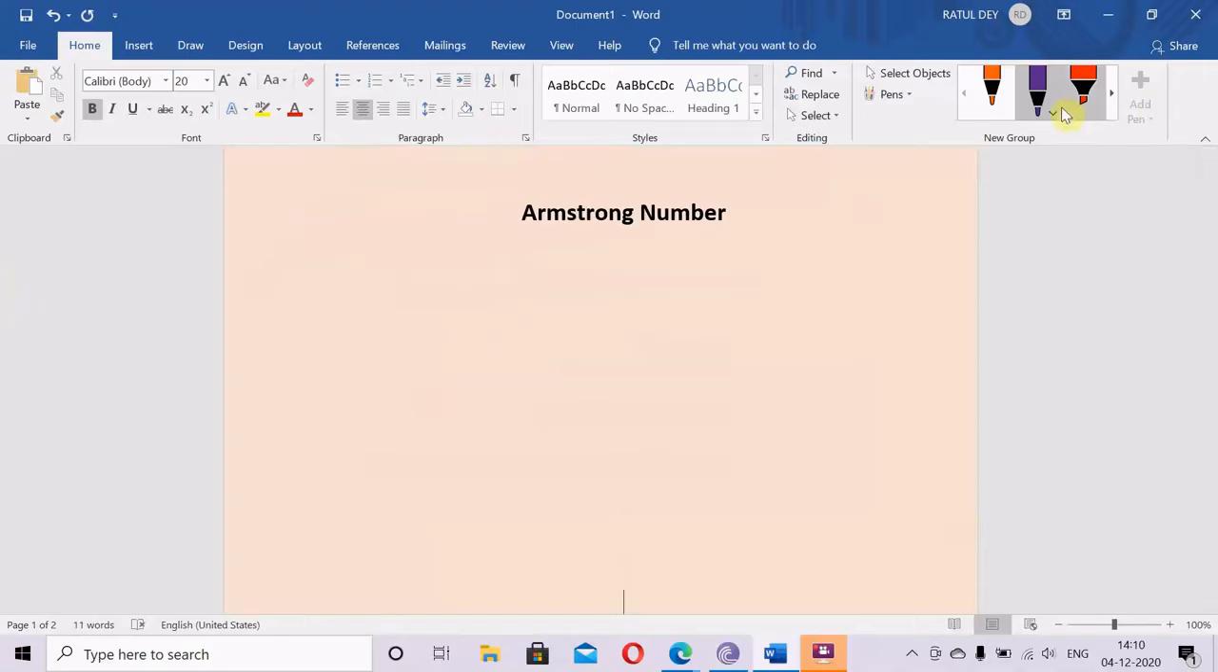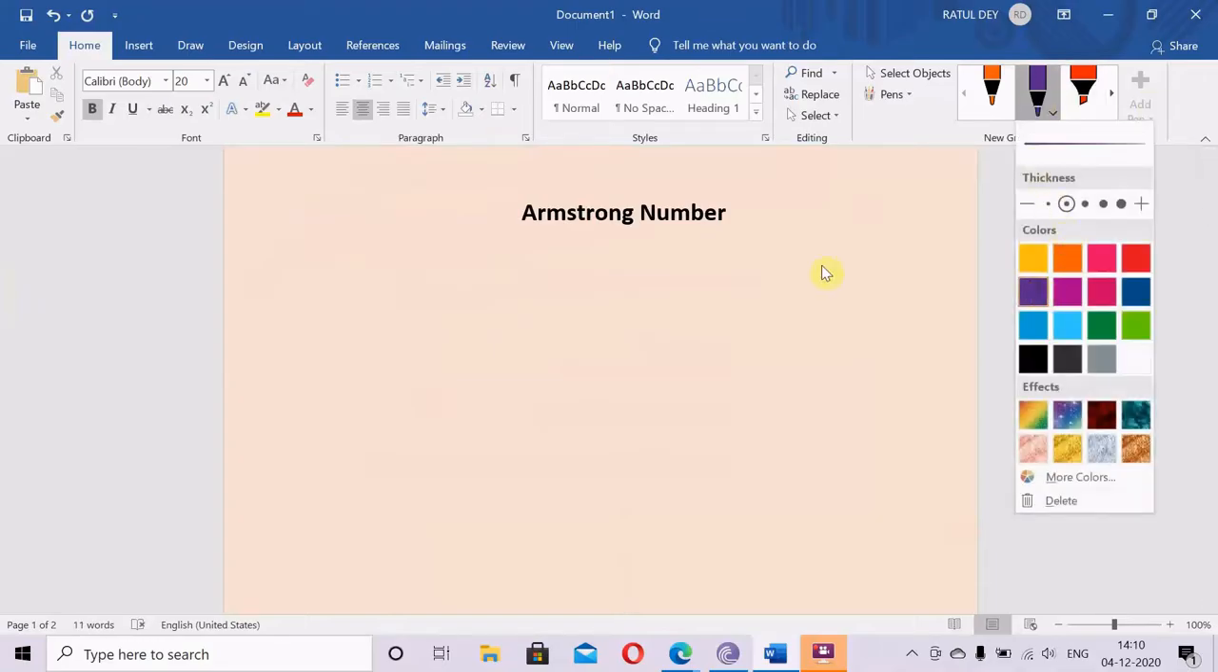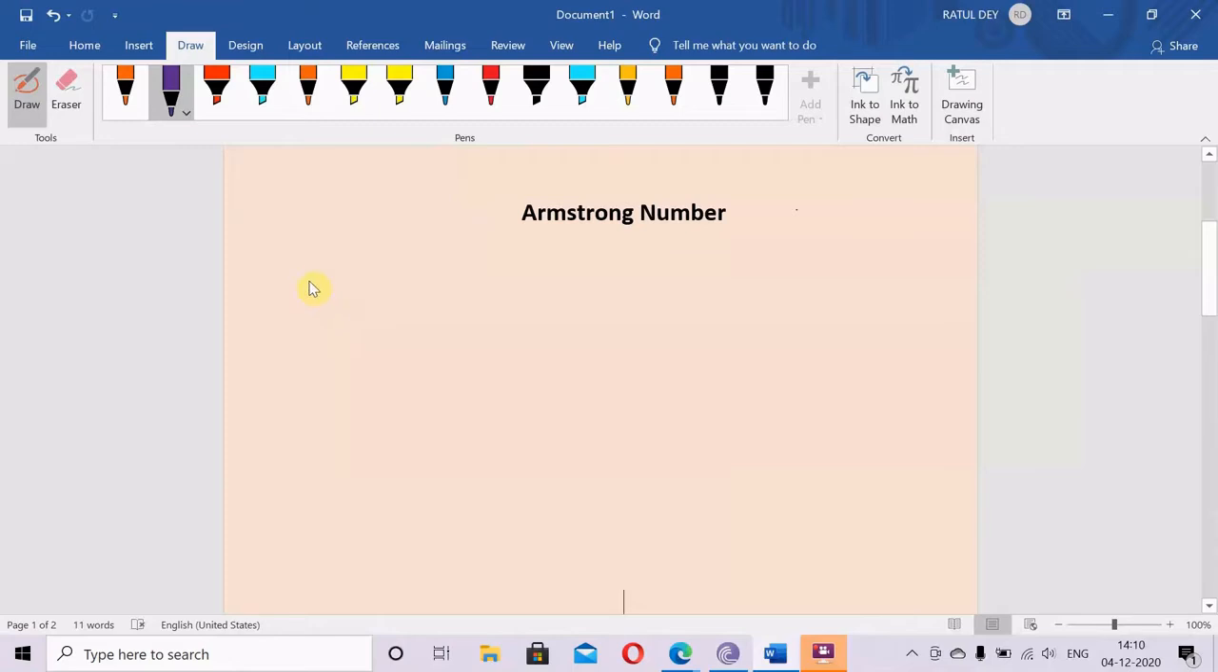The Armstrong number is such kind of number. Suppose you have the number 153. Now if you cube each and every digit, 1 cube plus 5 cube plus 3 cube, you get the result the same as 153.